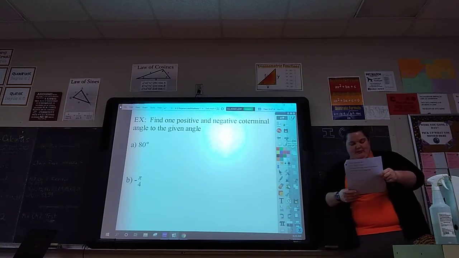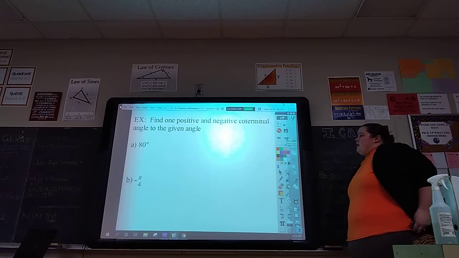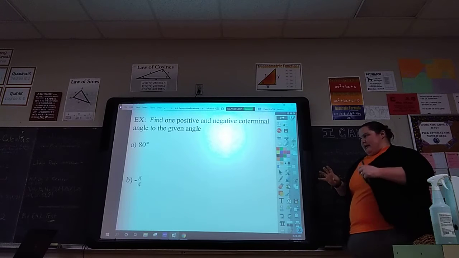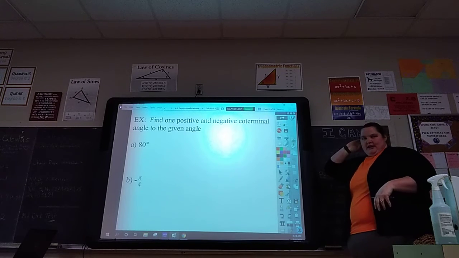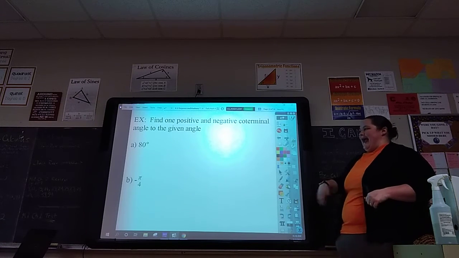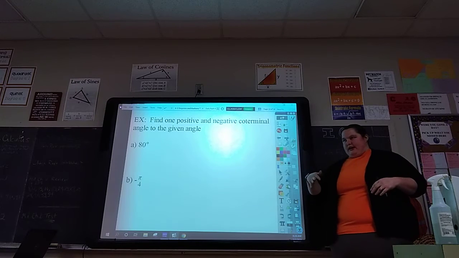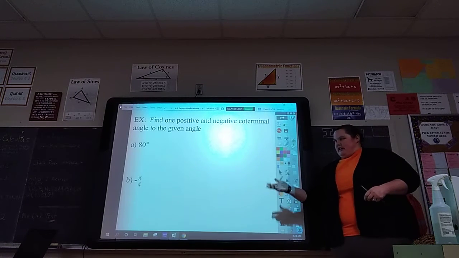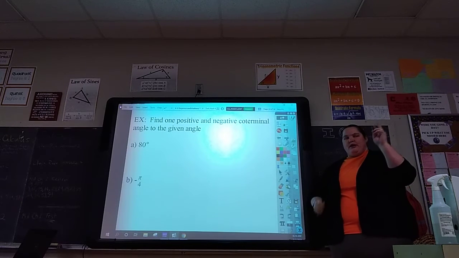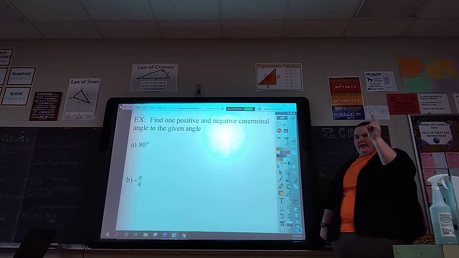So let's do a couple of examples. I'm going to give you an original representation. I could give you a positive or negative angle to start with. It doesn't matter. We're still going to add 360 or 2 pi and subtract 360 or 2 pi. So you're going to do that each time, either add a rotation or subtract a rotation. And if you do that, you'll find two other representations of that angle: one that's more positive and one that's negative.